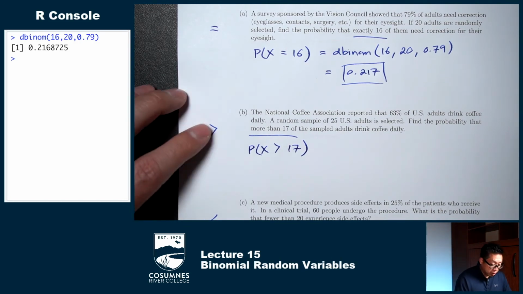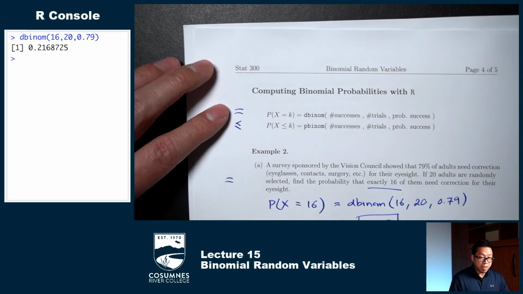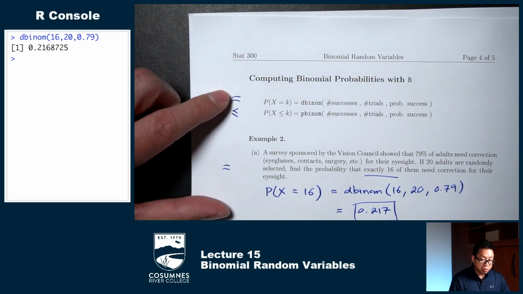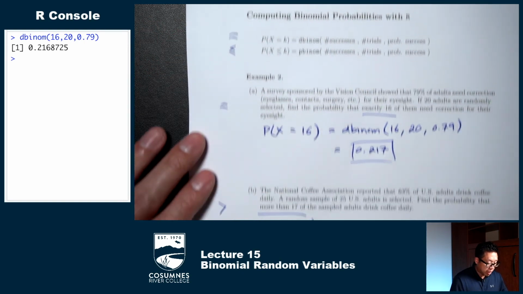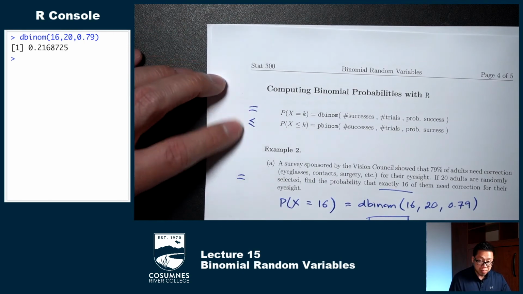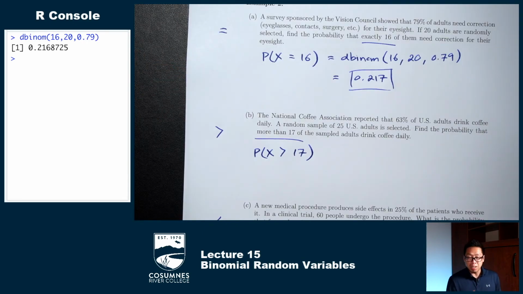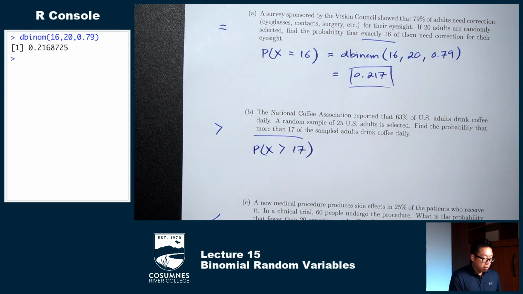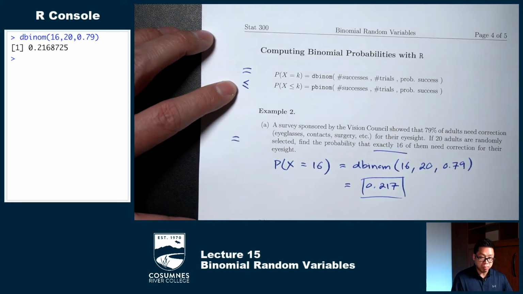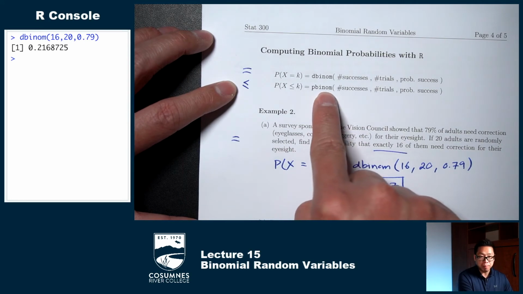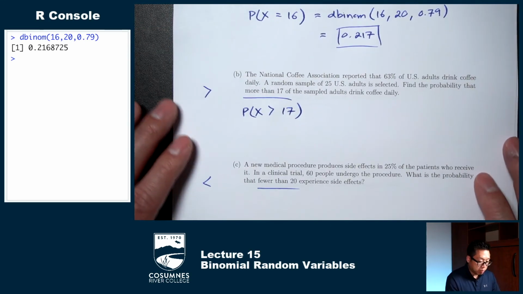Now, notice that greater than is not one of the ones that R does directly. R only does equals and less than or equal. So anytime you are doing something that's not one of these, we have to think a little bit. We have to make an adjustment. And the idea is to rewrite greater than 17 so that it has a less than or equal, so that we can use pbinom. And to help me, I'm going to make a number line.